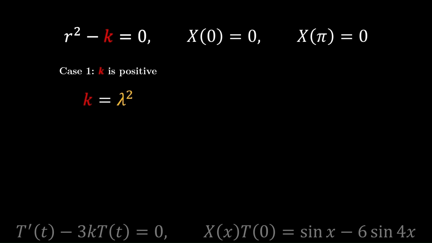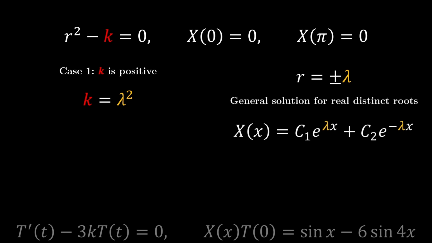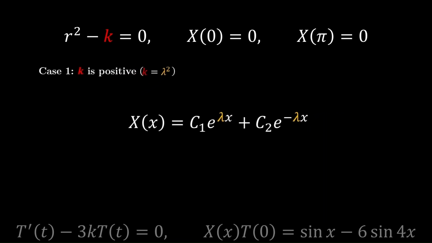We can plug this in for k and solve for the roots of r squared minus lambda squared is equal to 0. And after some basic algebra, we end up with r is equal to plus minus lambda. At this point, we should be able to recall the general solution form for real distinct roots to our characteristic equation, which is simply given as such, where c1 and c2 are integration constants. We can then focus on using the boundary conditions to solve for the integration constants.